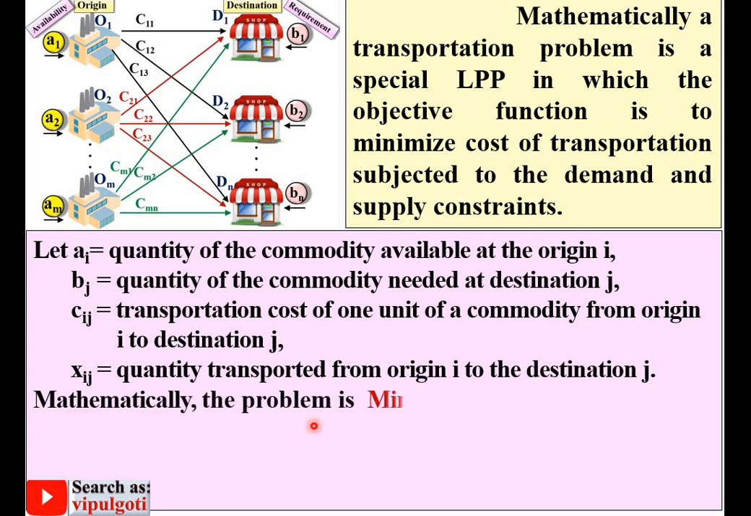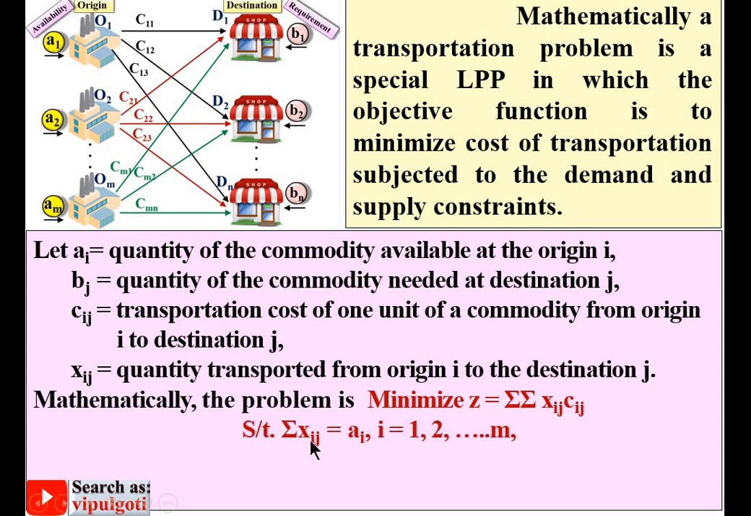So mathematically the problem is: minimize Z equals sigma Xij into Cij. If you multiply the quantity with the transportation cost per unit, then it will be your total cost, and that total cost should be minimized. So that is the objective function of the transportation problem.